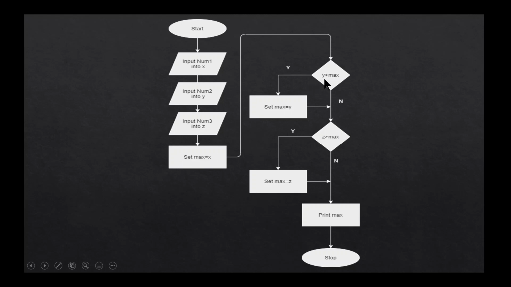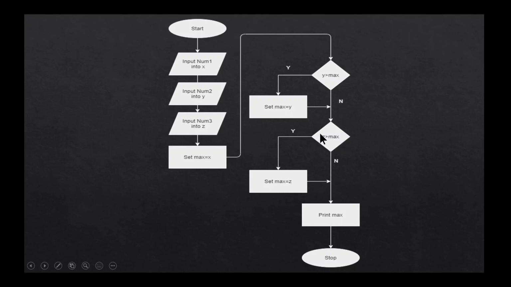Now it is actually checking if y is greater than x, because max has the value of x. If true, then we set max equal to y. That means at any point in time, max will have the maximum number. And if it is not true, then between x and y, max already has the bigger number. So we don't do anything and come to our next branching.